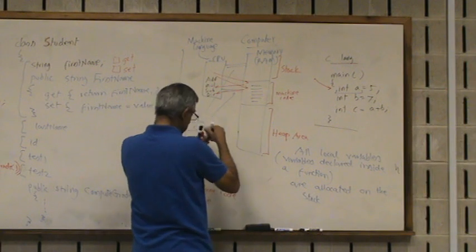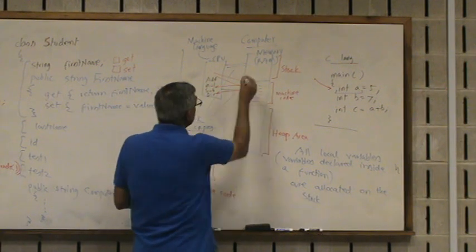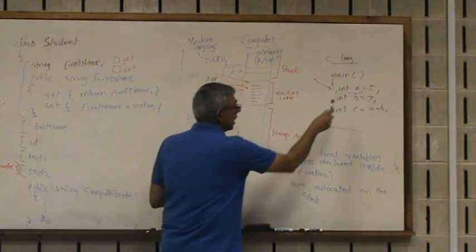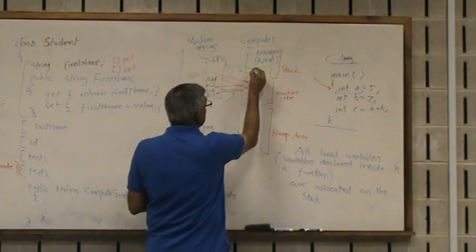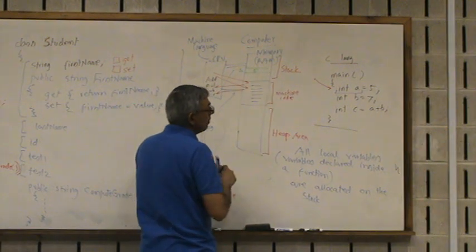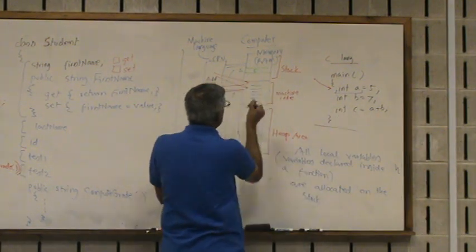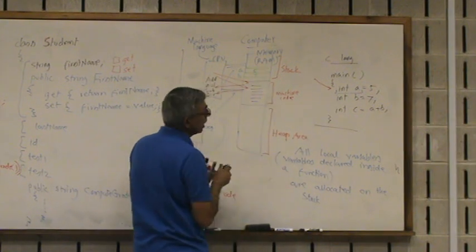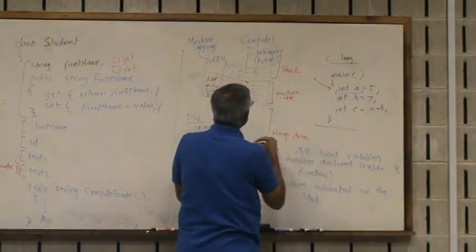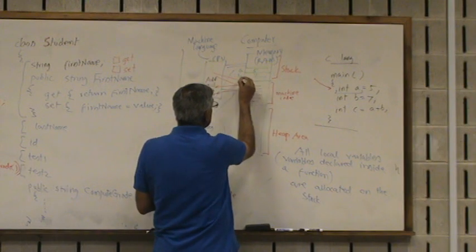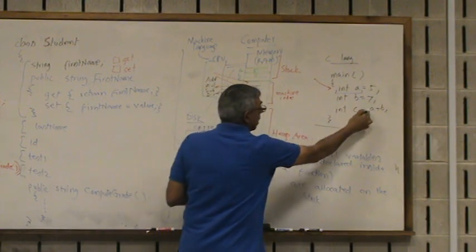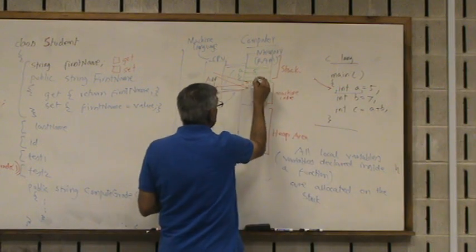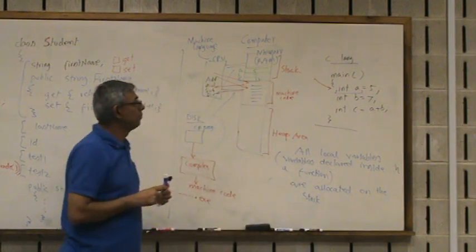It will allocate some memory over here for variable A. Then A equal to 5, it will store 5 over here. Then int B equal to 7, it will allocate memory for B. B equal to 7, allocate the memory. Int C, so it will allocate memory for C. C equal to A plus B, so it will go to wherever A was stored, wherever B was stored, and it will store 12 over here.